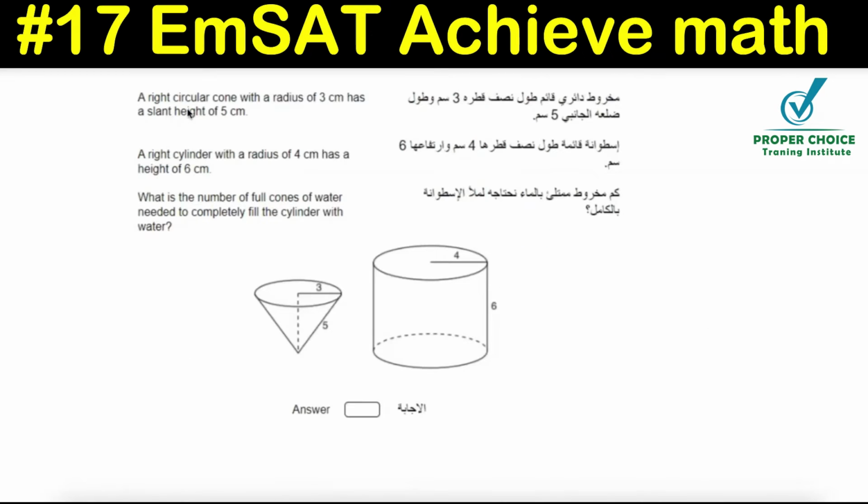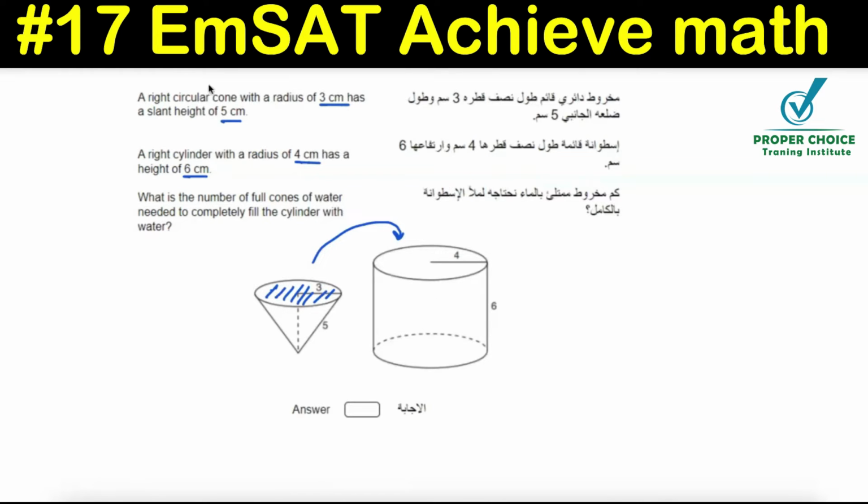A right circular cone with a radius of 3 cm has a slant height of 5 cm. A right cylinder with a radius of 4 cm has a height of 6 cm. What is the number of full cones of water needed to completely fill the cylinder with water? They're asking, if you fill this circular cone with water and put it into this cylinder, how many cones are needed to fill the cylinder? To do so, we should find the volume of the cone and the volume of the cylinder and divide.